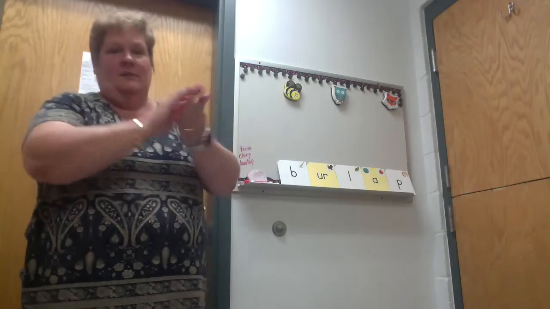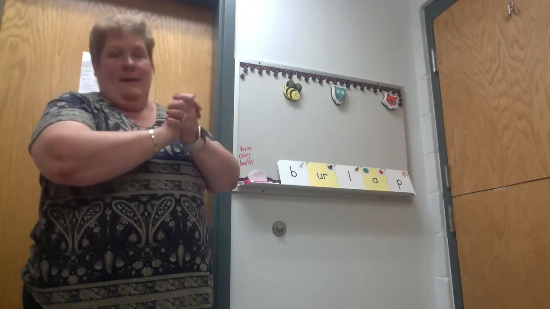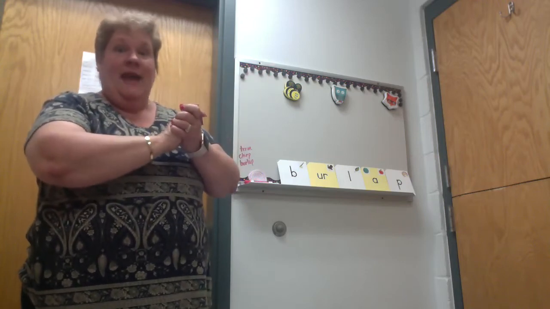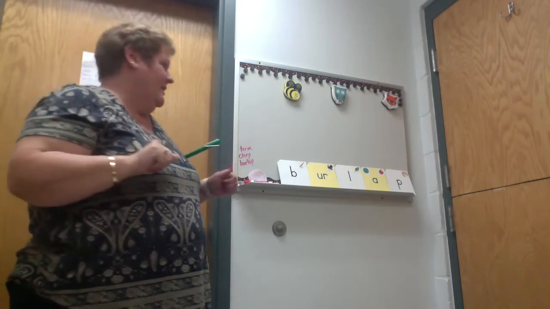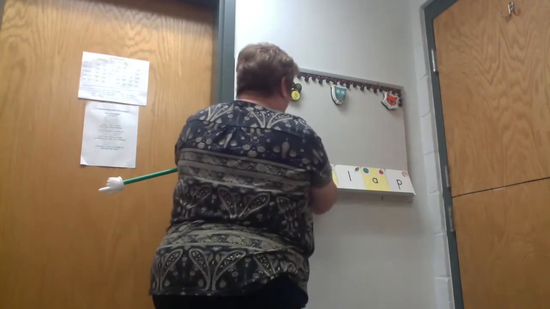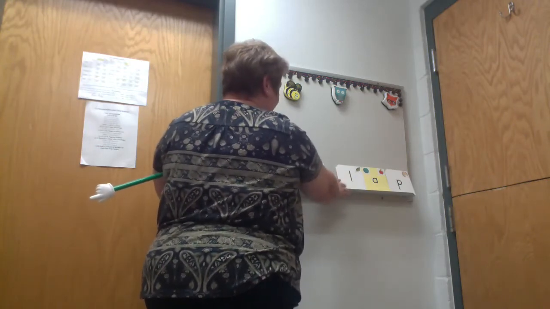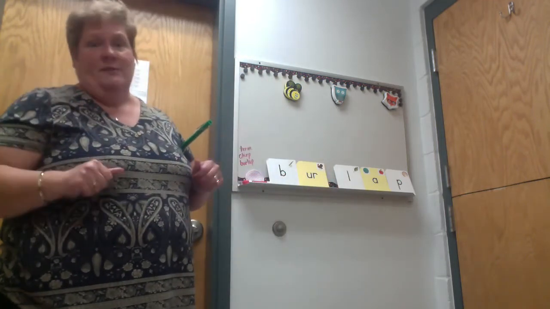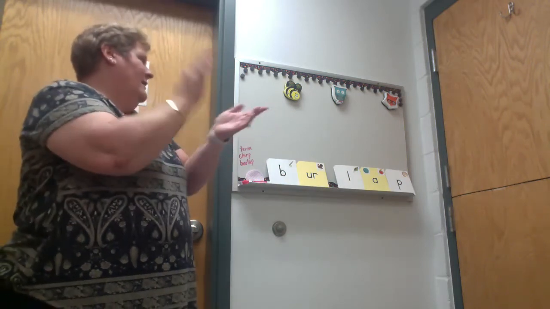Well, boys and girls, let's clap that and see how many syllables we have in that word. Ready? Let's say it together. Burlap. One more time. Burlap. How many syllables does it have? That's right. Two syllables. Well, let's look at each syllable. We have bur and we have lap. So we may have the same or we may have two different syllable types in that word. Let's clap it again. Burlap.